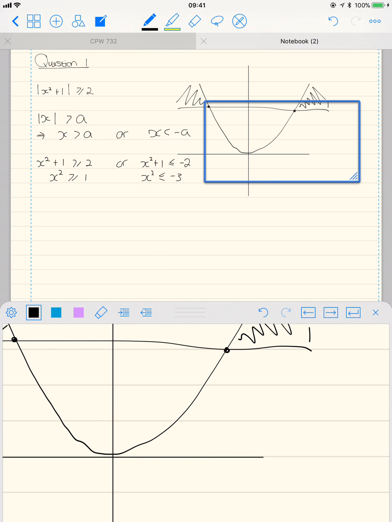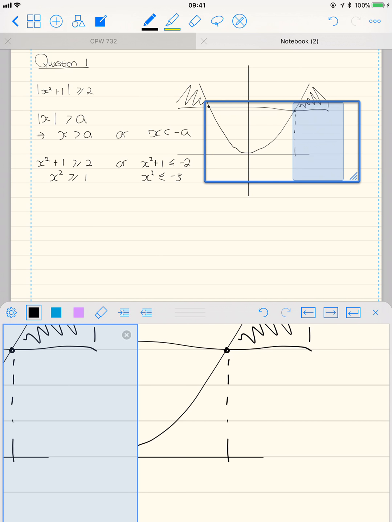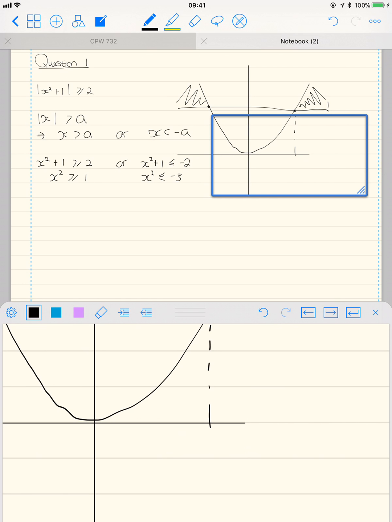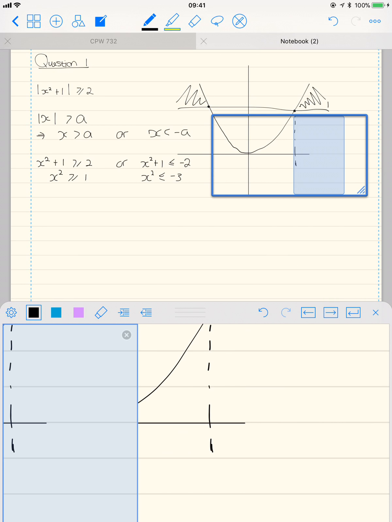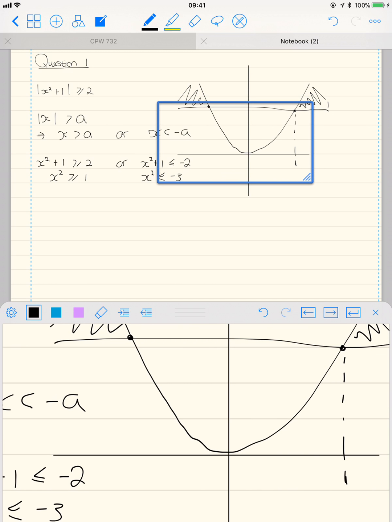So now to get those intercepts, you sub into x squared. So where y is 1, x will also be 1. At this side, it will be where x is minus 1.